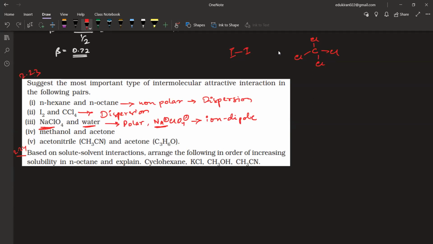Yes. अच्छा, methanol and acetone, polar या non-polar बताइए. Methanol का जो structure होगा, that will be CH3OH. And acetone is C double bond O, CH3. Correct है? Yes or no? Yes, sir. So both of these are polar. There is a polarity here like this, and there is a polarity here like this. That means the interaction will be dipole-dipole. Correct? Yes, sir.